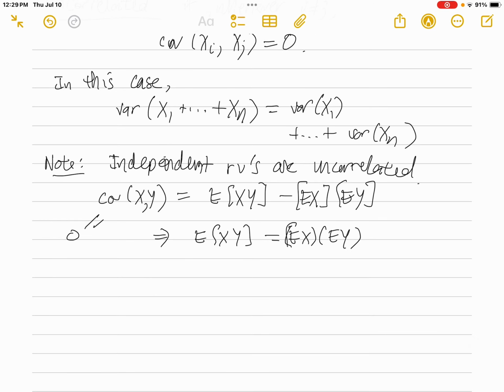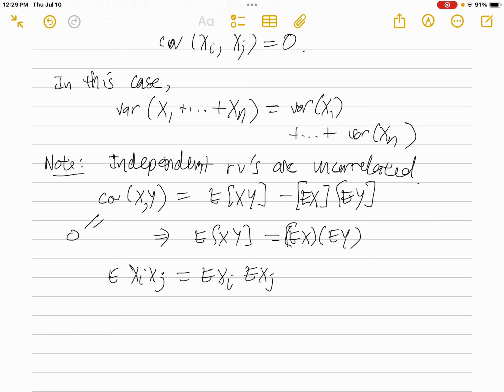So we have, if the covariance of xi and xj is 0, then the expectation of xi xj is equal to the expectation of xi times the expectation of xj. Hold on, I'm working backwards. Independent random variables are uncorrelated, right? If you have two independent random variables, then the expectation of xi xj equals the expectation of xi times the expectation of xj, and that implies that the covariance is 0.